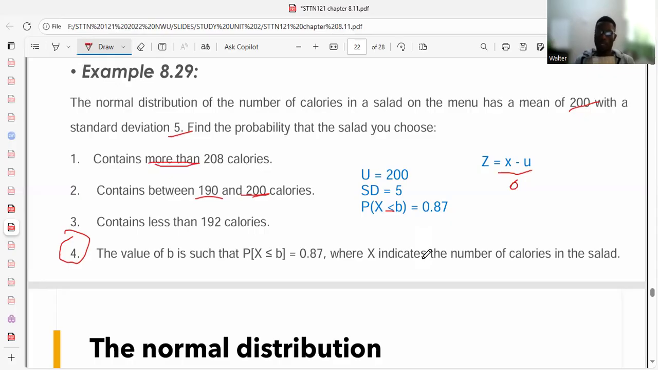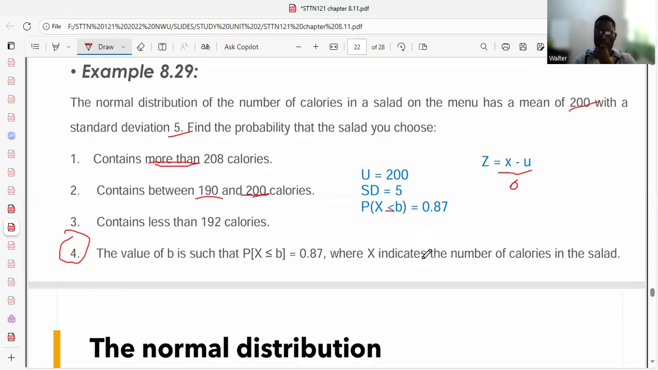You check on this question. They say that already you are given the population mean as 200. You're given the standard deviation as 5. And also, when you check this, they say the probability where x is less or equal to b, it means that I'm not going to use 1 minus. Okay, because it's less or equal to, and less or equal to is at most.